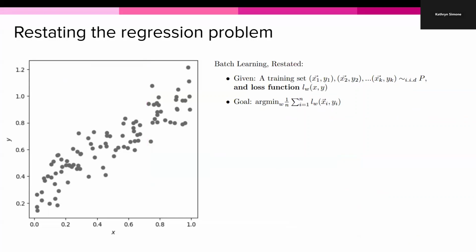Okay, so putting this all together, we can now rigorously state our goal for the regression problem as: given a training data set that is IID drawn from some unknown distribution P and a loss function, also W of X and Y, the goal is to find the parameters W that minimize the average loss for the training data set we've been given.